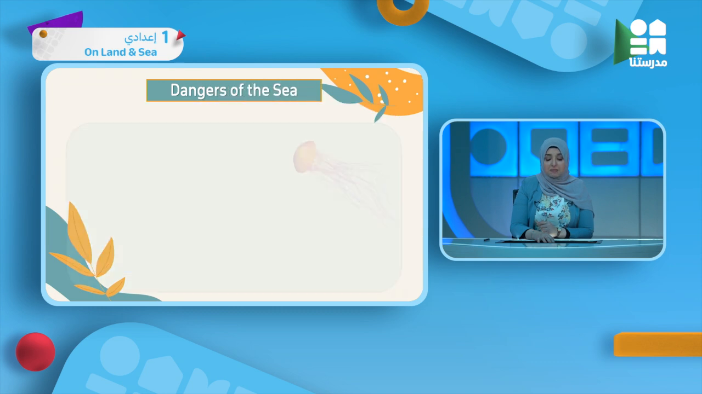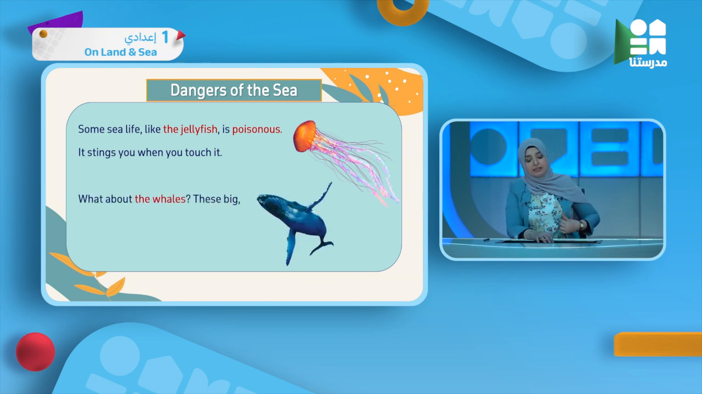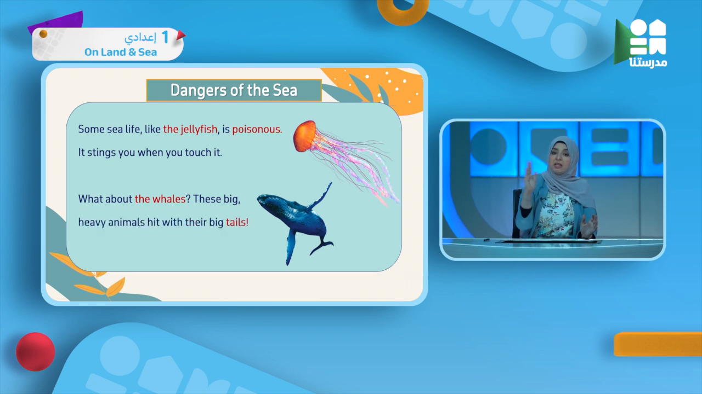Okay? Some sea life like the jellyfish is poisonous. الجيليفيش بتستخدم البويزن. البويزن هو السم. It stings you when you touch it. If you try to touch a jellyfish هتعمل ايه؟ It will sting you. Okay? What about the whales? عن الحيتان. These big heavy animals hit with their big tail. بيعملوا ضرب بالديل الكبير بتاعهم. Okay? So now we know how sea animals protect themselves in the sea. ازاي بيحموا نفسهم في البحر.